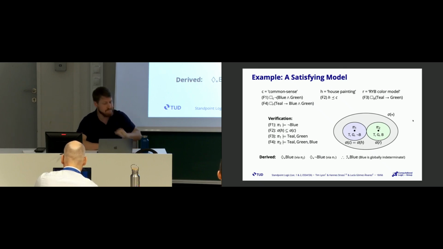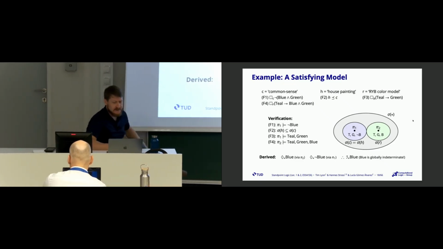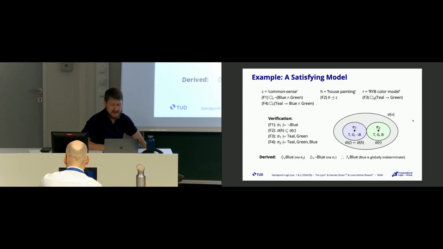And I'm going to show why the different standpoint formulae from that example are consistent. One way of demonstrating consistency in logic is providing a model for the formulae. So if you can provide a model, it means that the formulae are jointly consistent with one another. In the earlier example, C was the common sense standpoint, H was a house painting standpoint, and R was the RYB color model.